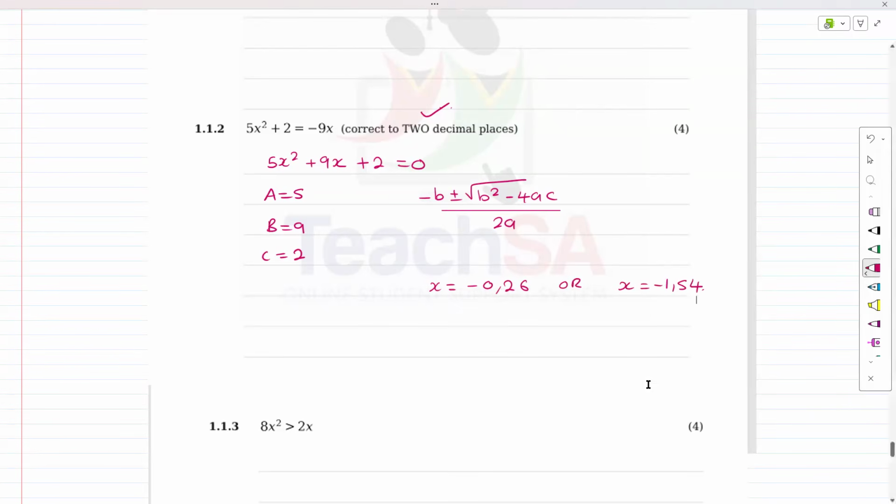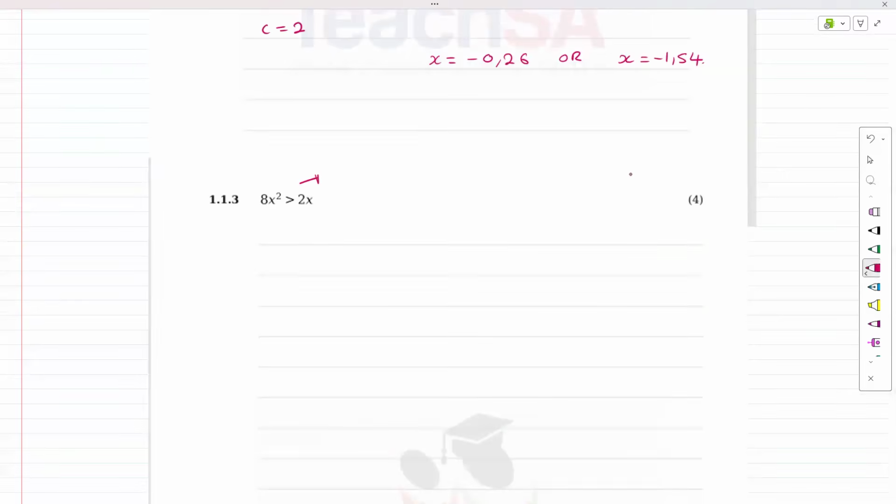The next one, the moment we see a less than, greater than, or equal to sign, anything like that, we know there's a graph, number line, or interval. It doesn't matter, it's up to you guys. But that's 8x squared less than 2x. 8x squared minus 2x less than 0.